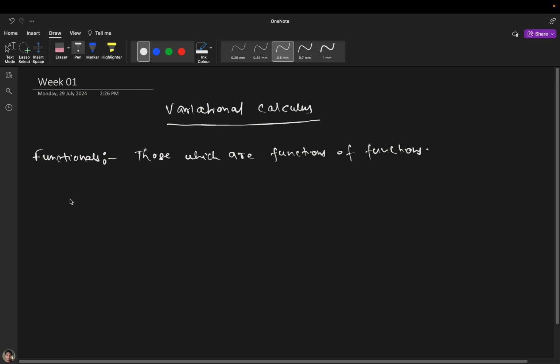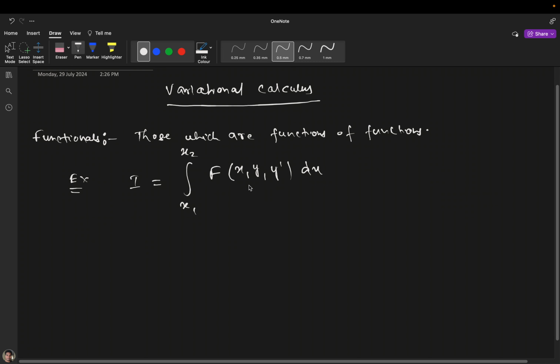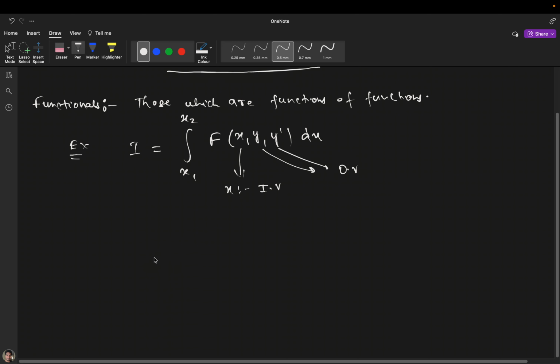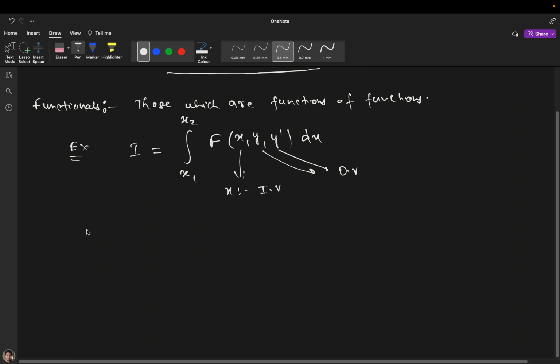For example, let's take this functional. Here you can see that x is the independent variable, and y and y dash are dependent variables. So you can see that this I is a function of functions, and that's why I is called a functional.